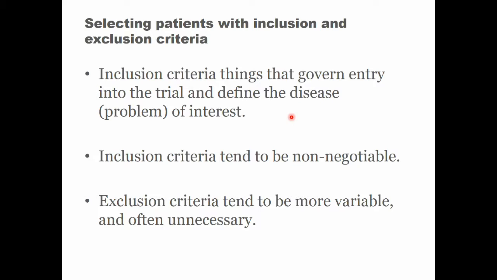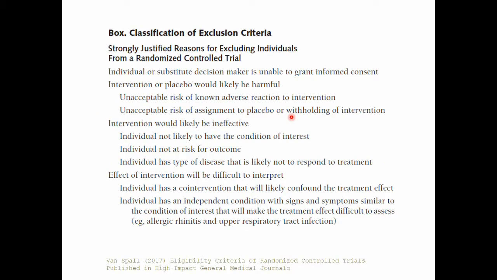And what we should understand up front is that people often use lots of exclusion criteria, and I would argue they often do it without putting enough thought into why they're excluding the people they are. So the Van Spall paper is really good for this in trying to parse out what we should be doing when we are using exclusion criteria. They had an expert panel, and they came up with what they thought were their strongly justified reasons for excluding people from a randomized controlled trial.